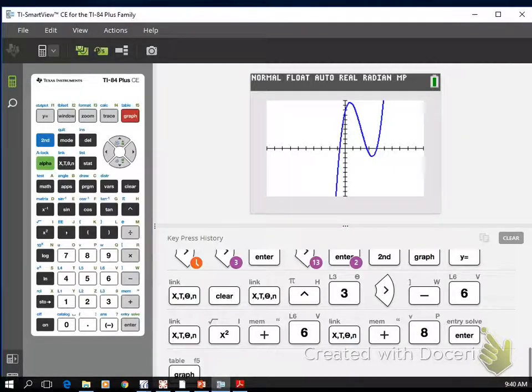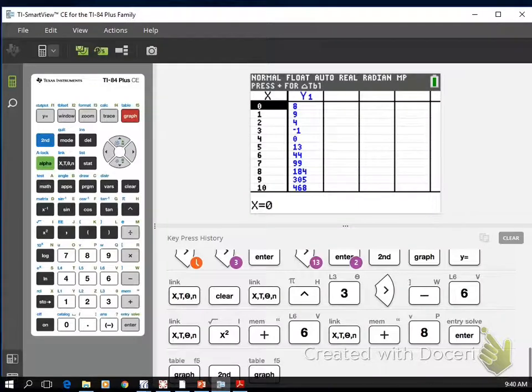So to do that, we could do our second calculate, but the table is easier. So hit the second button and the graph button, because that's where the table is located, right above there, and you get this. Okay? You're looking down your y column, and you're looking for where y is 0, and there's one right there, right? So that means one of your solutions is going to be a 4.